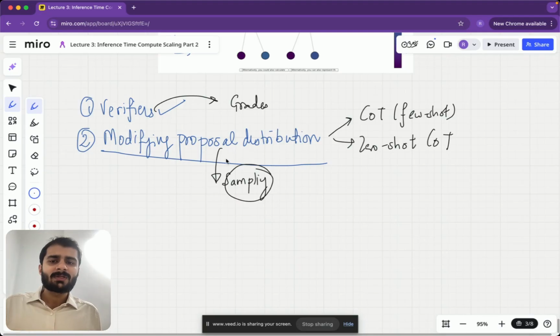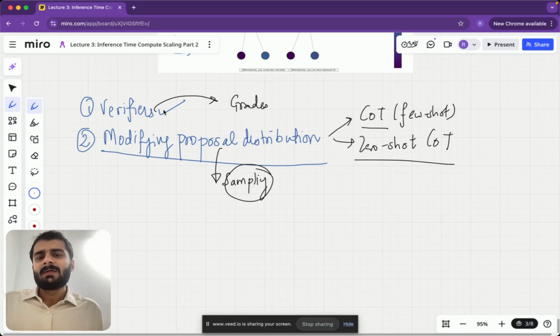In the previous lecture, we looked at how you can modify the proposal distribution by prompt strategies, which is chain of thought prompting and zero shot chain of thought prompting. And then the second method is implementing a verifier along with the reasoning model. So the verifier can be using beam search, majority voting, or best of n. Any of the three options can be used.